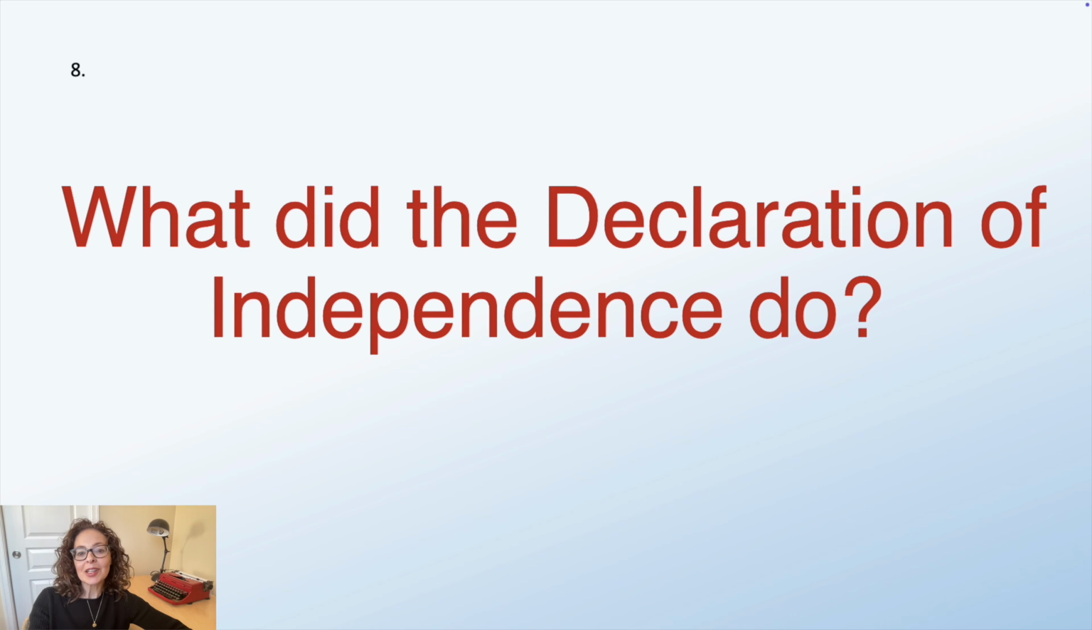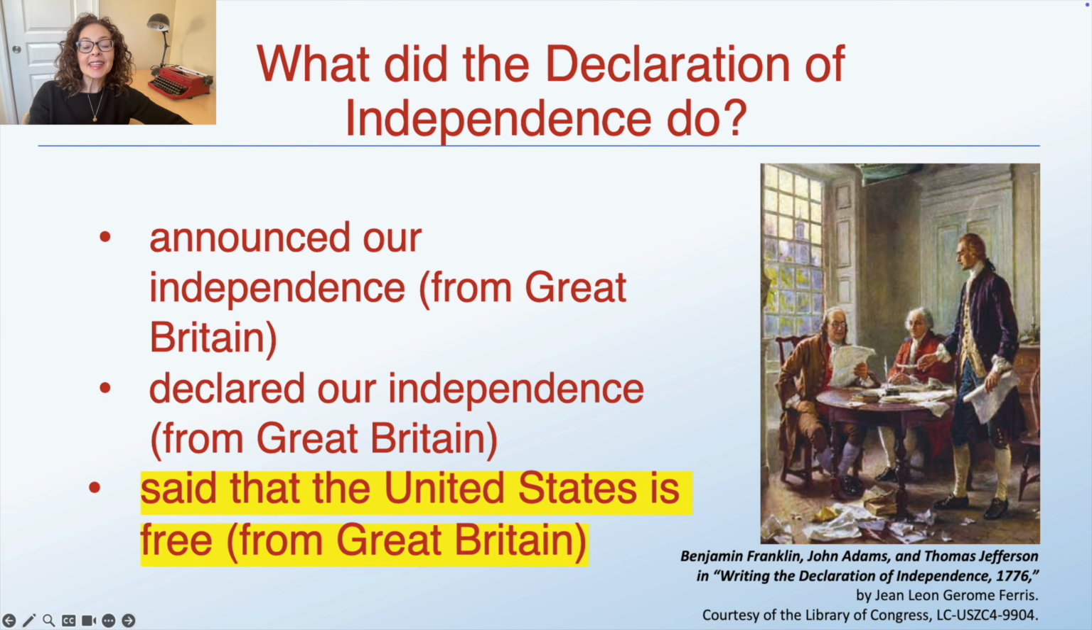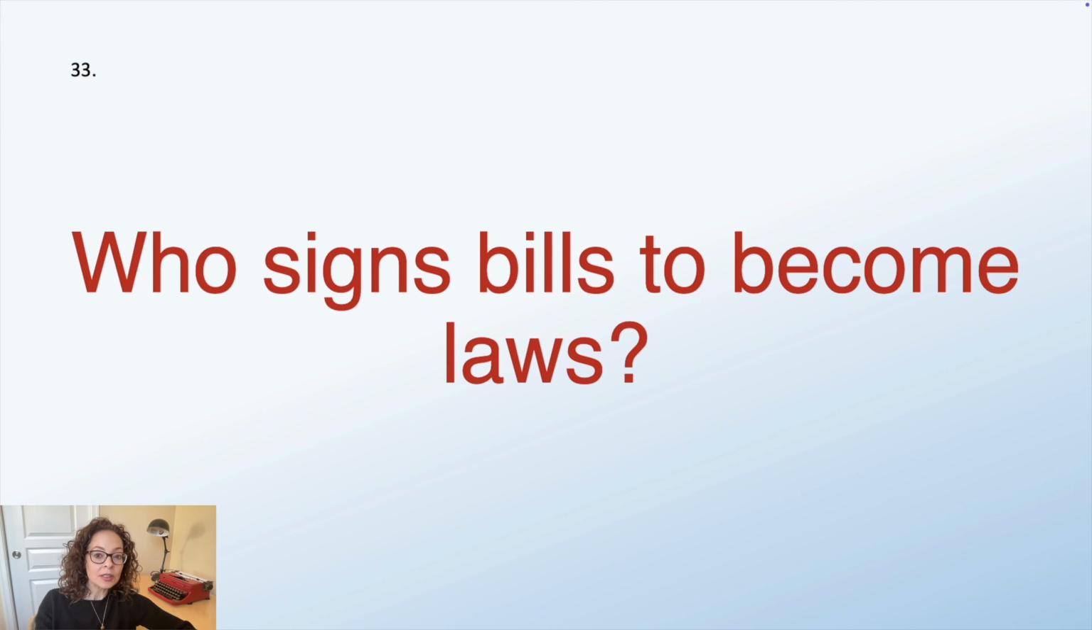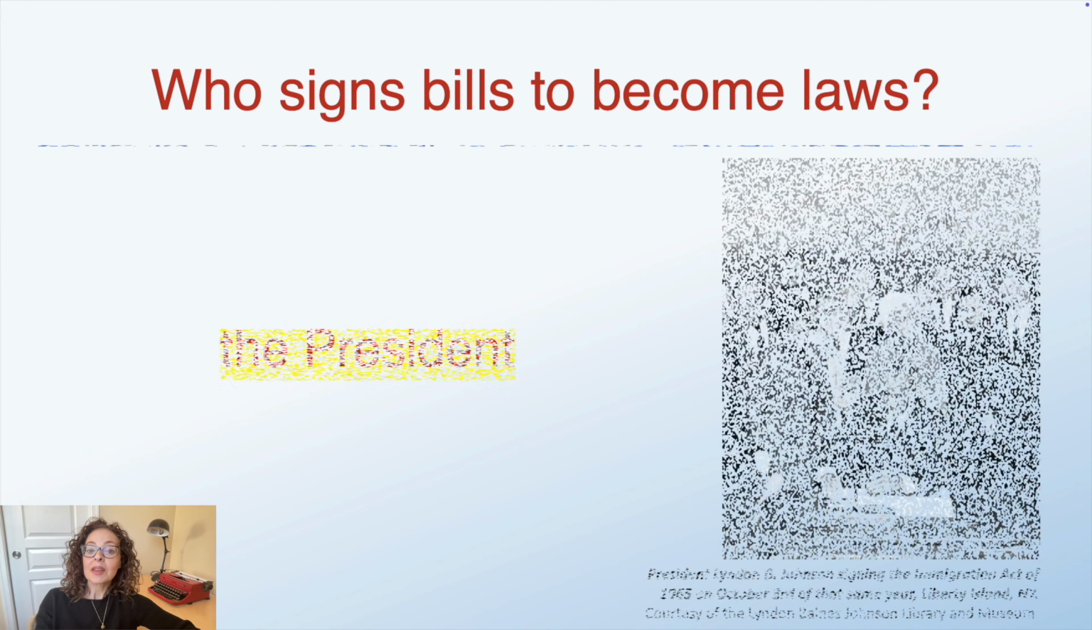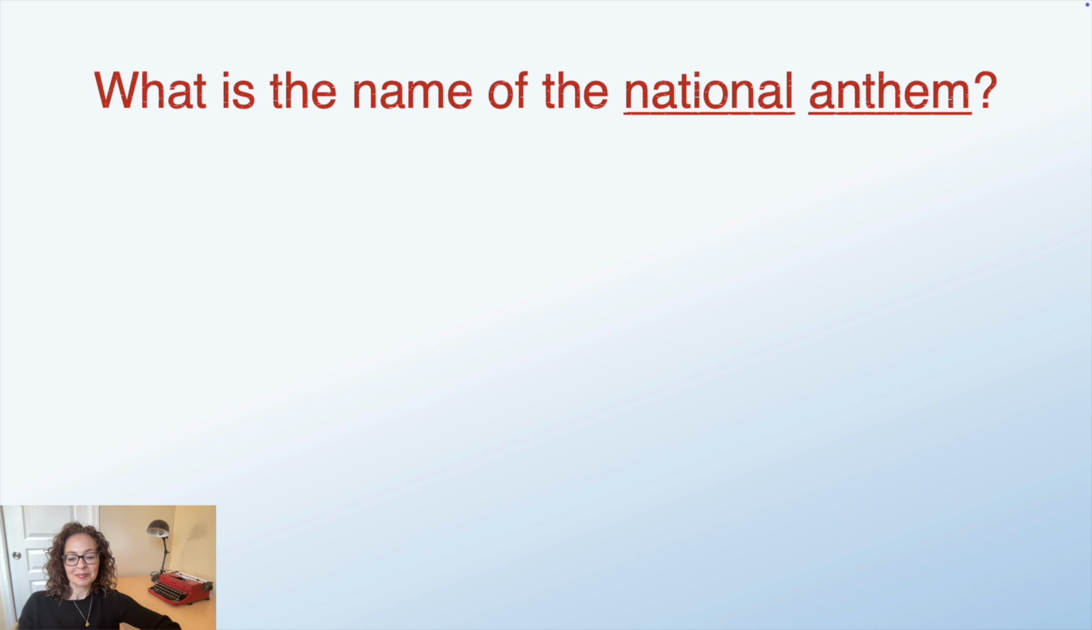During the Cold War, what was the main concern of the United States? The main concern during the Cold War was communism. What did the Declaration of Independence do? It said that the United States is free from Great Britain. Who signs bills to become laws? The President.